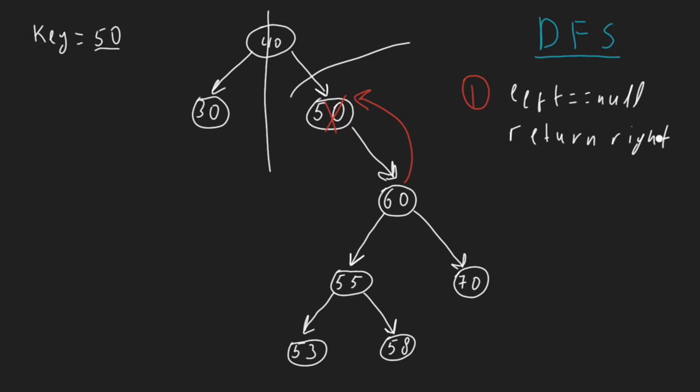And the same way we do with our right. Let's say it's vice versa: if the right is equal to null, then in that case we return left.